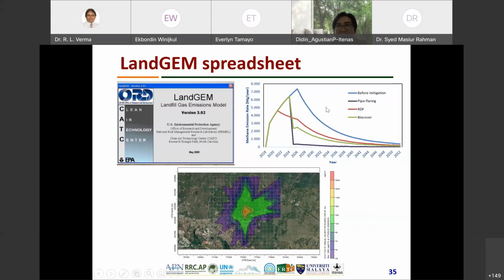And then there are three types of mitigation introduced, and using this LandGEM, we can try to estimate the emission reductions as compared to the baseline. And at the same time, we can also conduct dispersion modeling using the emission inventory from LandGEM, using the AERMOD model, for example.